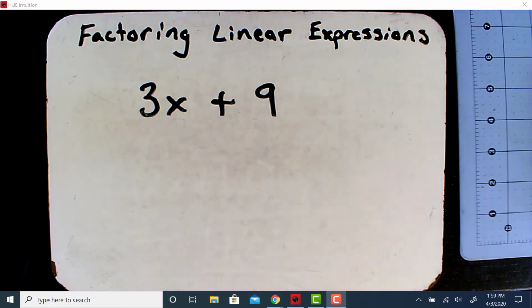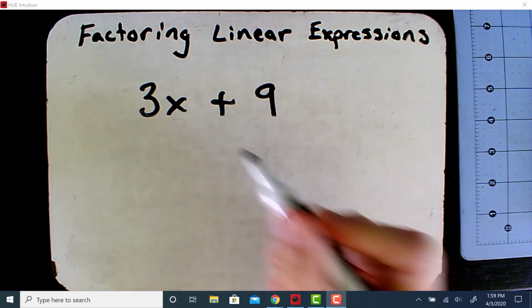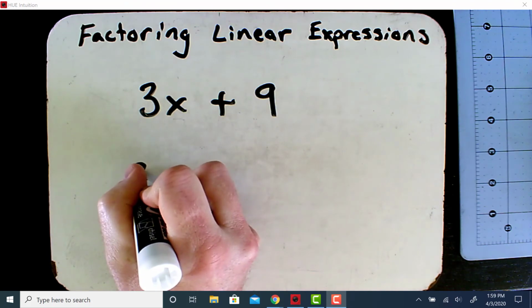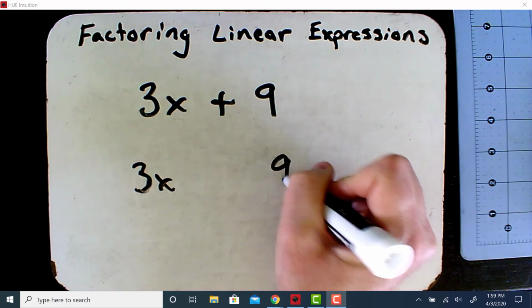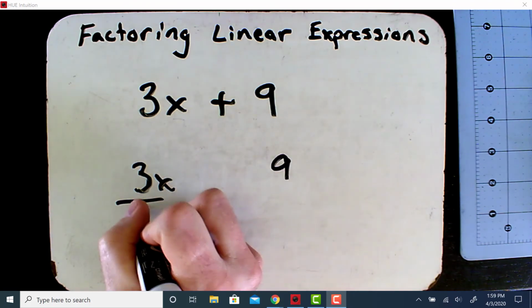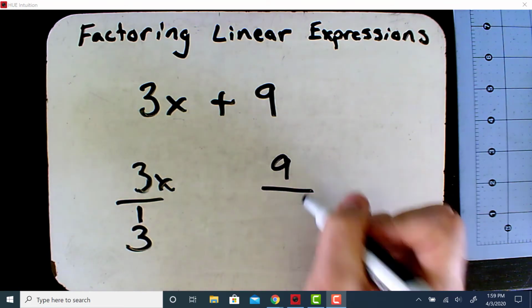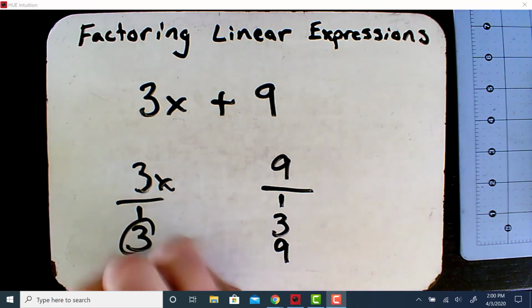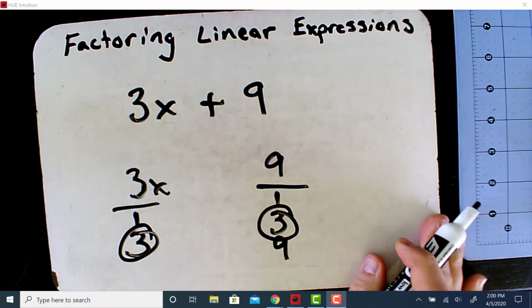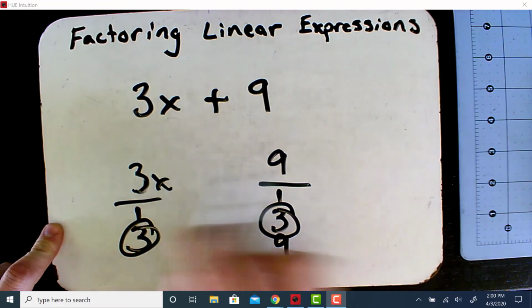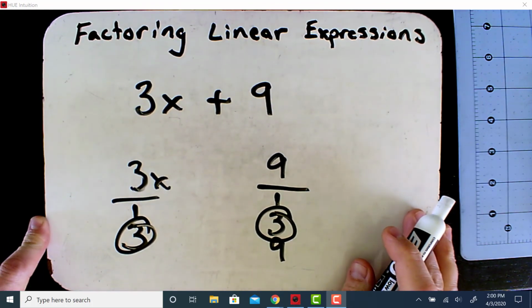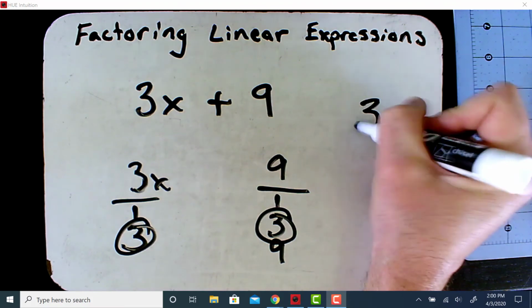Here's another example. I have 3x plus 9. 3x plus 9, I'm going to treat like two monomials, 3x and 9. And if I list the factors of 3, I get 1 and 3. If I list the factors of 9, I get 1, 3, and 9. So my greatest common factor between the two is 3. This one has an x, this one doesn't, so I can't factor out an x. And so I'm left with the greatest common factor of 3.